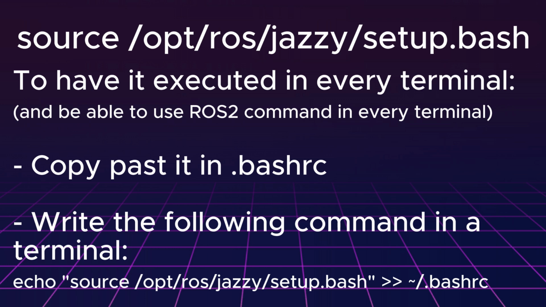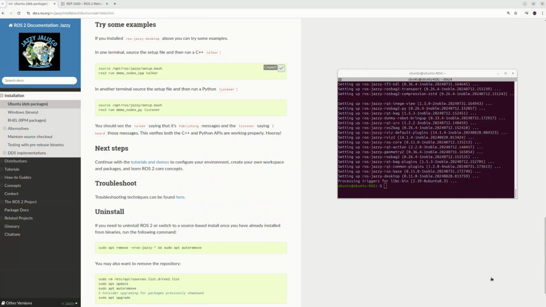Putting the command in your bashrc only works if you have only one version of ROS2 installed on your machine. Now that ROS2 is installed and sourced, you can run the nodes installed by default to check that your installation is working.